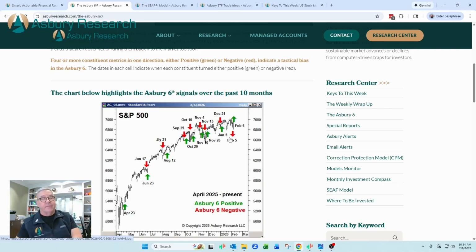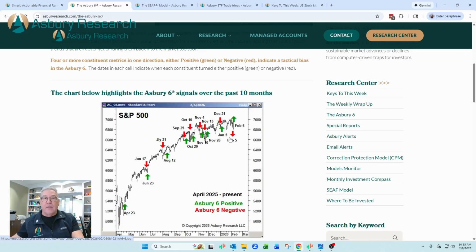The advantages of the A6. The A6 is active. It trades about 10 round turns a year. A round turn is one positive to negative move. But the maximum drawdown in the A6, which has managed to stay right with the S&P for the past 8 years, is only 17%. The maximum drawdown in the S&P has been 34%. So less than half of the drawdown.